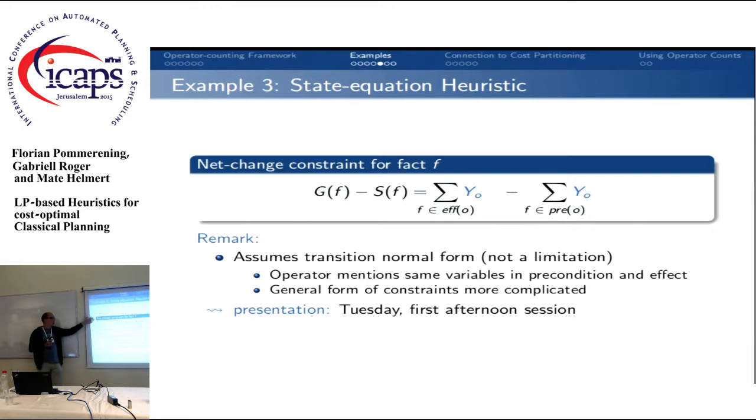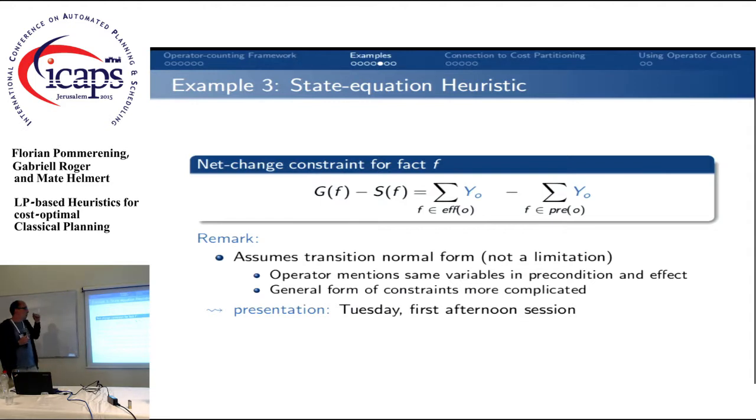The interesting thing here is that we can actually write this down like this if we assume that the task is in a special form. It's in a form where every operator mentions the same variables in its precondition and in its effect. Then this special case I was talking about just doesn't occur. And one interesting result is that this is not a limitation, because we can transform any task into this form without blowing it up, without making it exponentially larger. And that's actually something I will talk about on Tuesday in the first afternoon session.